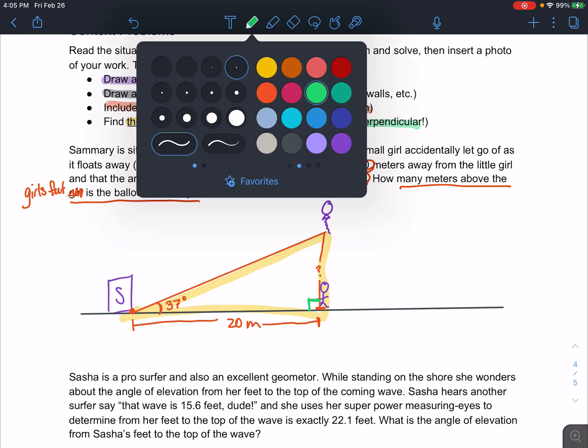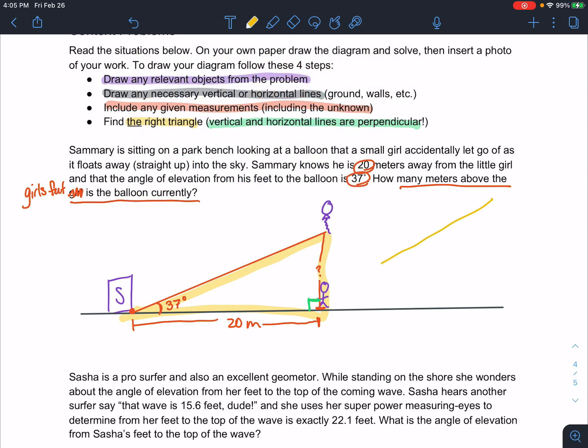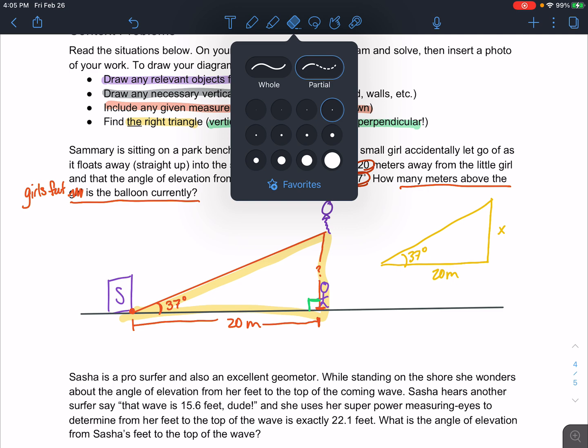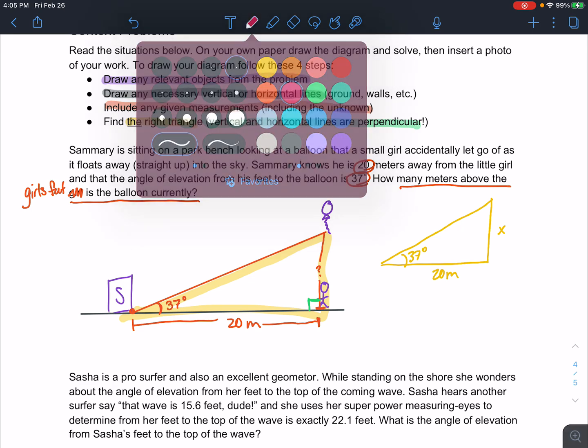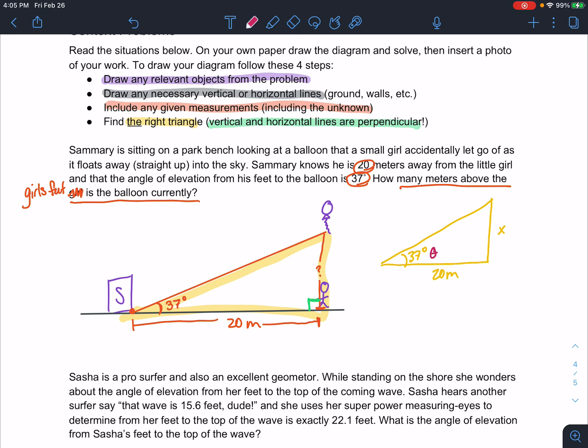So let's draw out that triangle off to the side and put the labels on it that we know. Here's a 37-degree angle. This is 20 meters. And I'm solving for that x. So I'm going to just erase this so that I have space to do my work. So if I'm trying to solve this problem now, I'm solving for that missing side. I know my angle theta is here. I've got an adjacent side and an opposite side, so I'm going to use tangent.